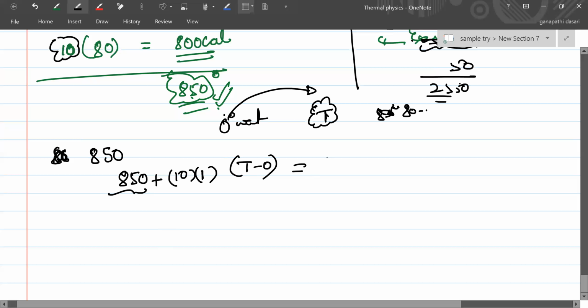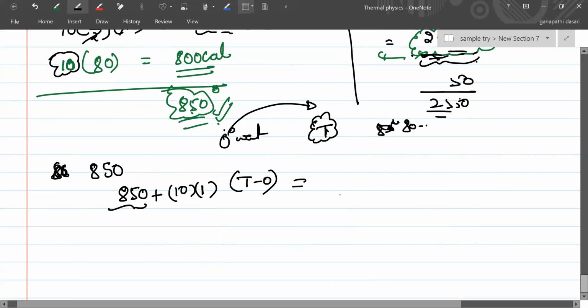Here, how much is the mass? 30 grams. So 30 into 1 into how much? It is not changing any phases, it is just falling in temperature. So 30 into 1 into 80 minus T. Are you getting this? Yes, sir. In the first case, what did I do? 80 minus 0, I wrote.